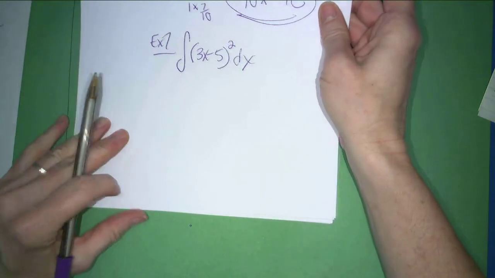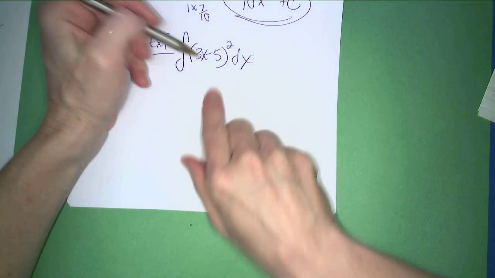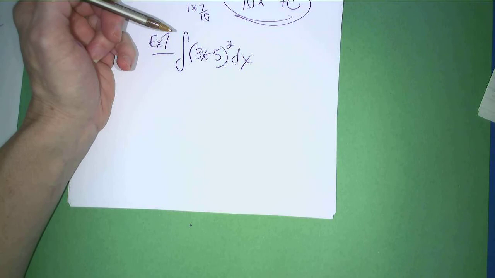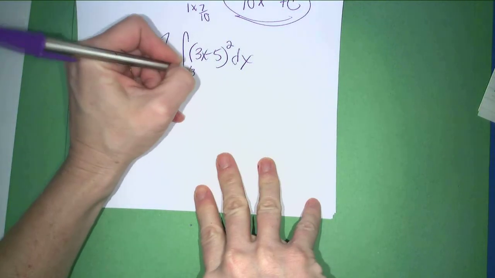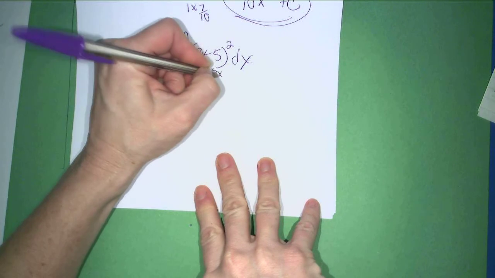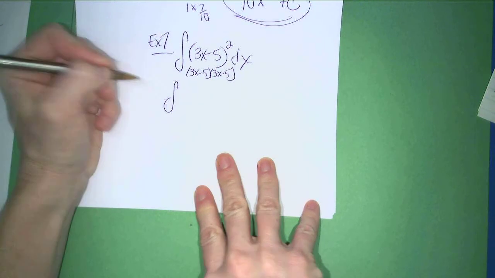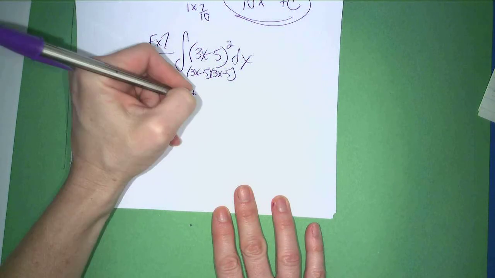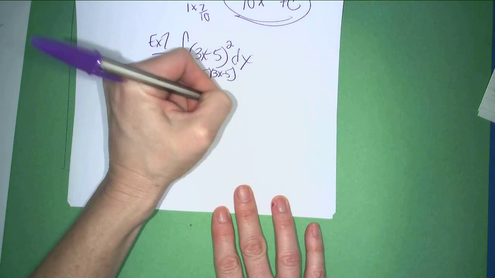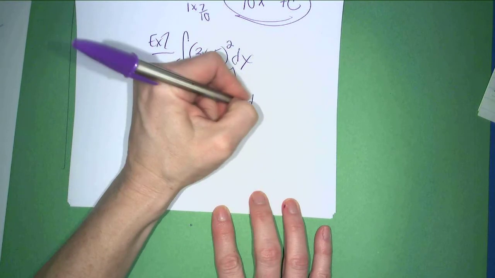So when you see something like this, at least for today, you're going to have to algebraically manipulate it so that we can use the rule that we've learned. So I'm just going to go ahead and FOIL it. So if I write this as 3x minus 5 times 3x minus 5, what I'm really taking the antiderivative of is 9x squared minus 30x plus 25 with respect to x.